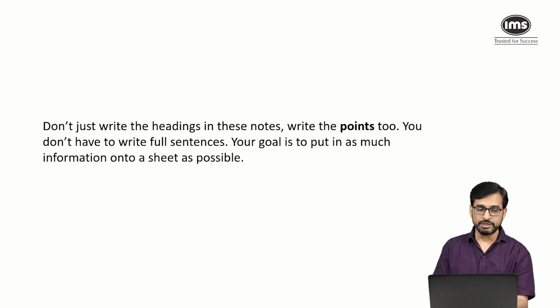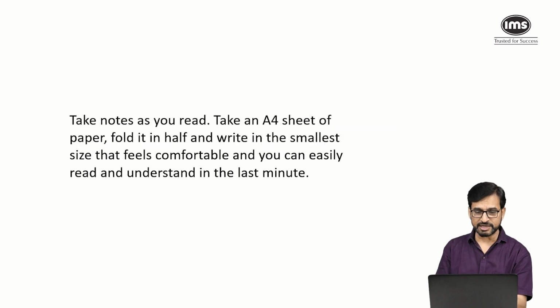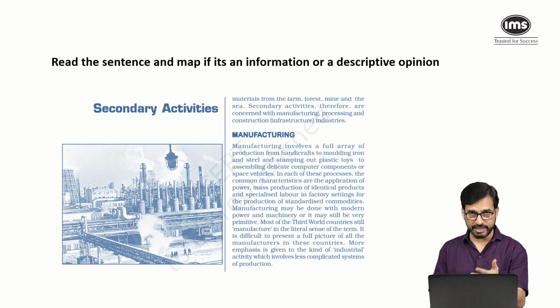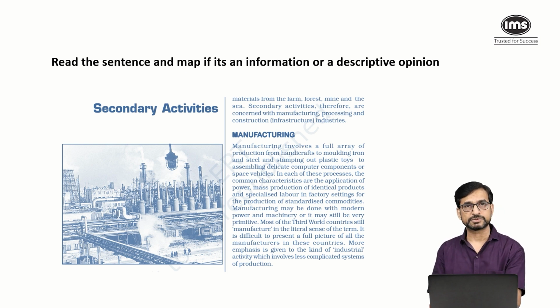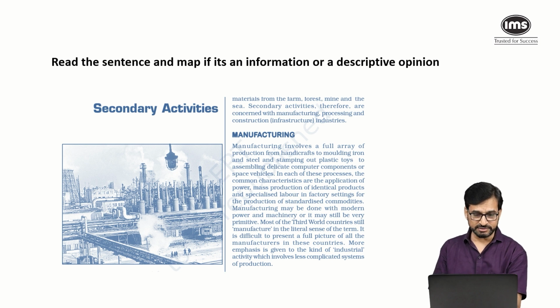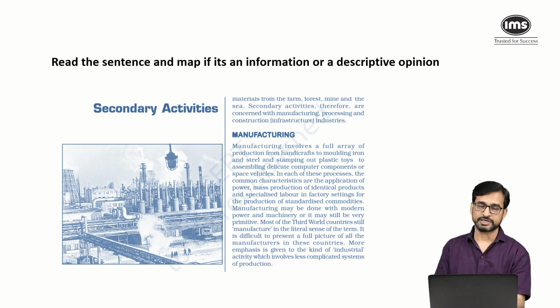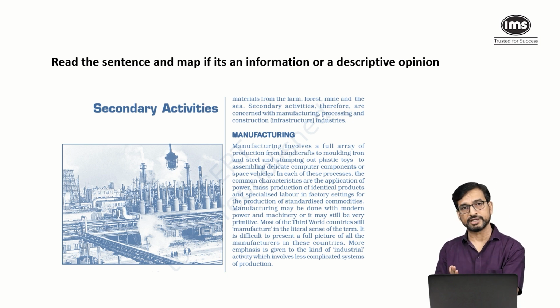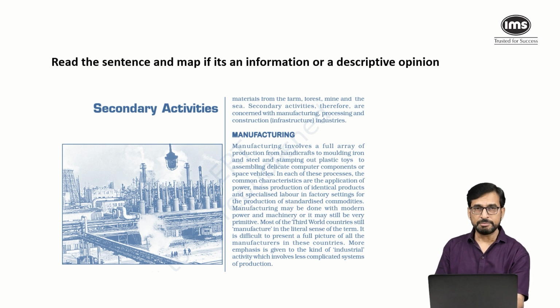Moving ahead, don't just write the heading in these notes. Write the points too. For example, if I were making notes of it, I'll write manufacturing involves 4 processes. Number 1, production of identical products, application of power, production of standardized commodities, and factory setup. So I'll write the 4 factors there so that whenever next time I'm reading the notes, I can think of the question that may appear from the same text. That's how, many a time you ask how to read NCERT books, how to read theory books.